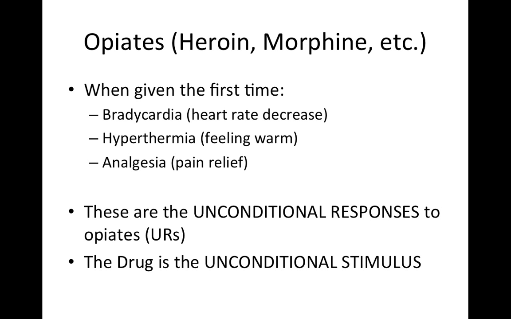Opiates, heroin, morphine, Oxycontin, Percocet, Vicodin, these are pain-relieving medications normally. When given the first time, they produce bradycardia. If you take this drug, your heart rate will decrease. You'll experience hyperthermia. You'll feel a little bit warm, and it has analgesic effects. You'll get pain relief. These are unconditional responses to these opiates. These are the URs. The drug is the unconditional stimulus. So if I give you this drug, you'll have the reflex of bradycardia, hyperthermia, analgesia.